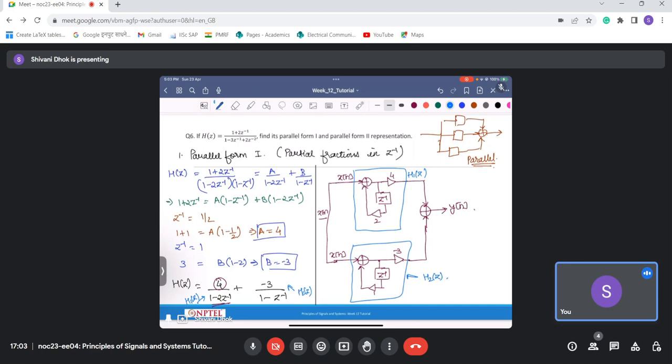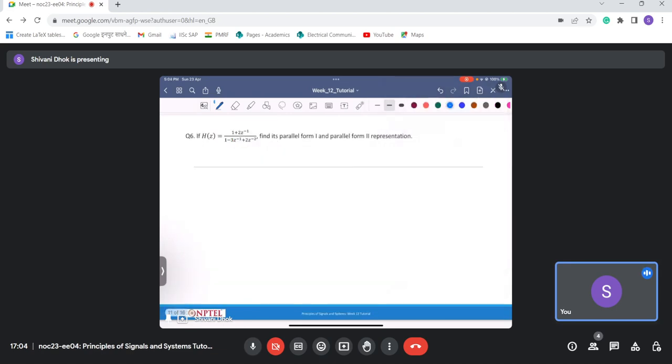And the other parallel form is basically parallel form 2. This parallel form 2 uses partial fractions in z. So for that, what we have is H(z).